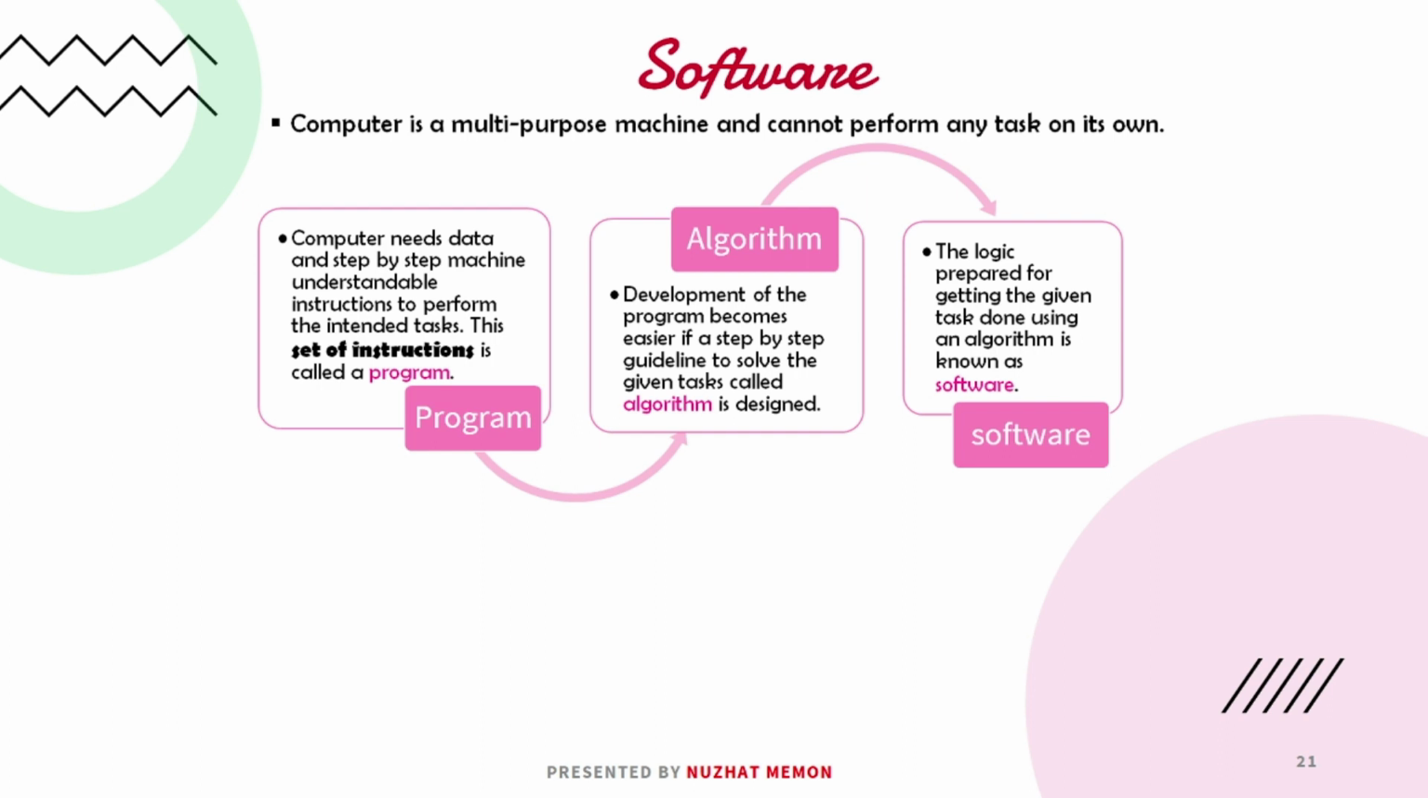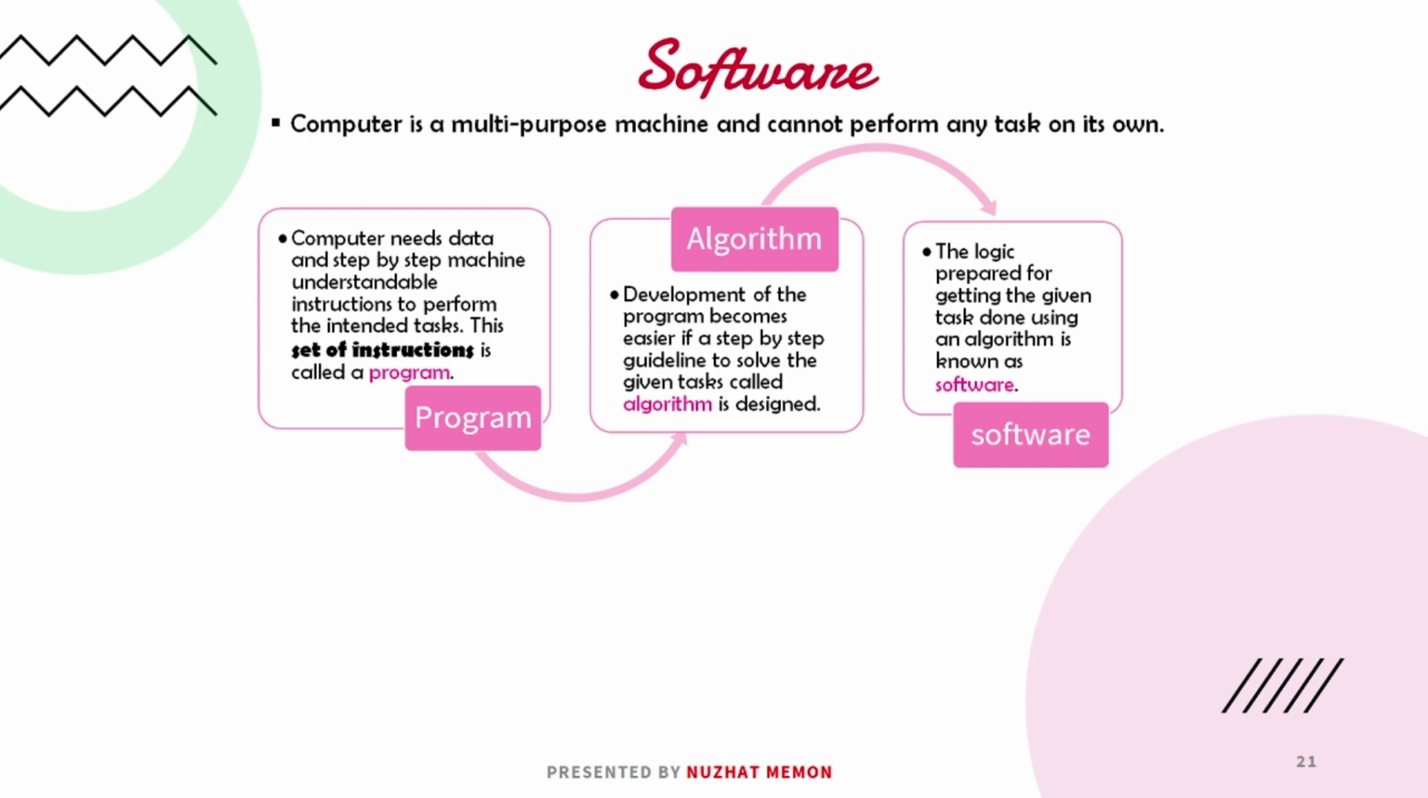As we know very well, a computer is a multi-purpose machine and cannot perform any task on its own. It needs data and step-by-step machine understandable instructions to perform the intended task. This set of instructions is called a program. Development of the program becomes easier if step-by-step guidelines to solve a given task, called an algorithm, are designed. So you have to design the algorithm, then only you can give the instructions in a proper way. The logic is prepared for getting the given task done using an algorithm. So an algorithm is nothing but you writing your logic so that you can get your task done.